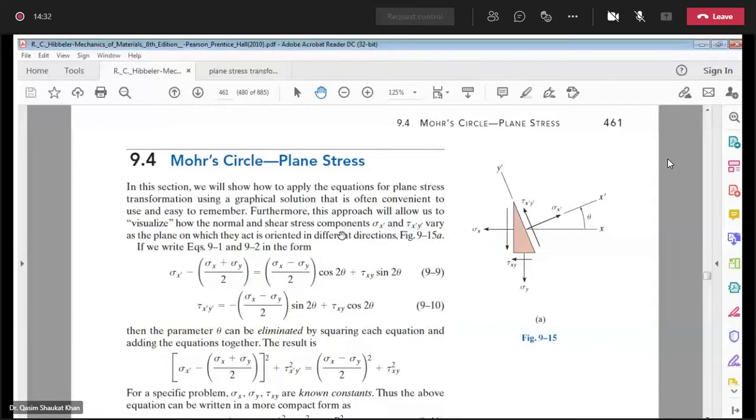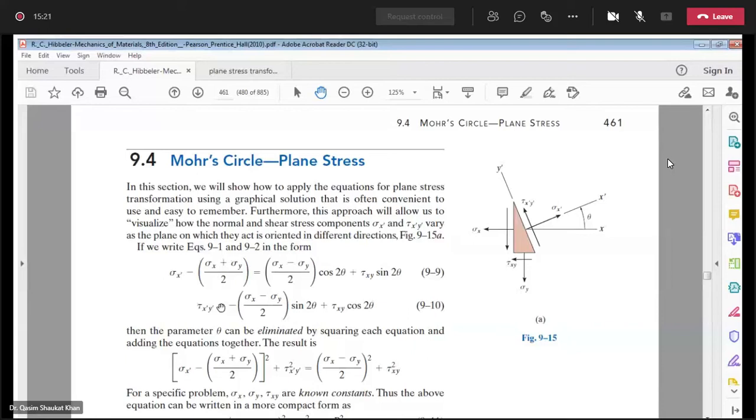Now, how is the Mohr circle drawn? These were the two main equations, equation 1 and equation 3, which we have derived earlier. We have said sigma x dash is equal to sigma x plus sigma y over 2, plus sigma x minus sigma y over 2 cos 2 theta, plus tau xy sine 2 theta. And equation 3 was tau x dash y dash is equal to minus sigma x minus sigma y over 2 sine 2 theta, plus tau xy cos 2 theta.